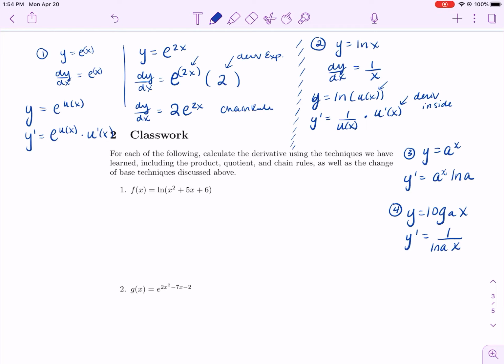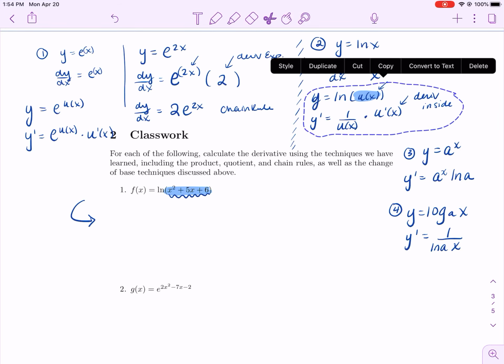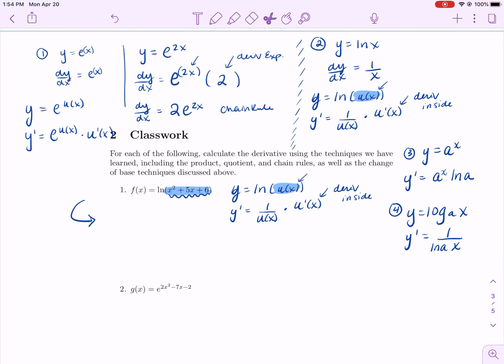So I can walk you through example number 1 to help you out. Remember that this is going to be your inside, like having your u of x here. So I'm just going to copy this rule over for you so you can see the idea. Notice in the derivative for the first part, we're going to have 1 over the inside function. Our inside here is x squared plus 5x plus 6, so that's 1 over x squared plus 5x plus 6.